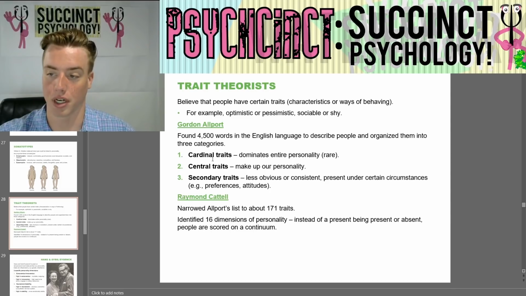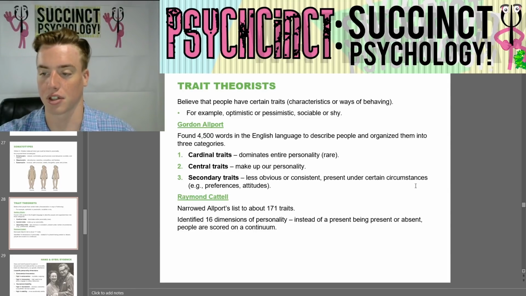First, you have cardinal traits, which dominate the entire personality. That's pretty rare. You have central traits, they make up our personality, and then you have secondary traits. So they're less obvious or consistent and present under certain circumstances. So, for example, preferences and attitudes would be kind of like that.